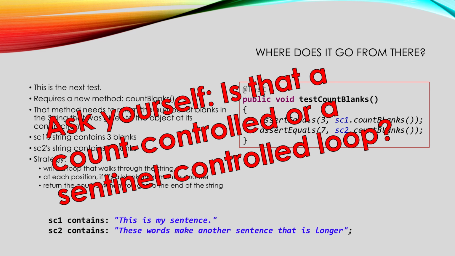Once you have a strategy, figure out whether it's a count-controlled or a sentinel-controlled loop. That will tell you if you want a for loop or a while loop. And remember what that walking through the string loop looked like. If you want to walk all the way through the string, that's the loop you want.